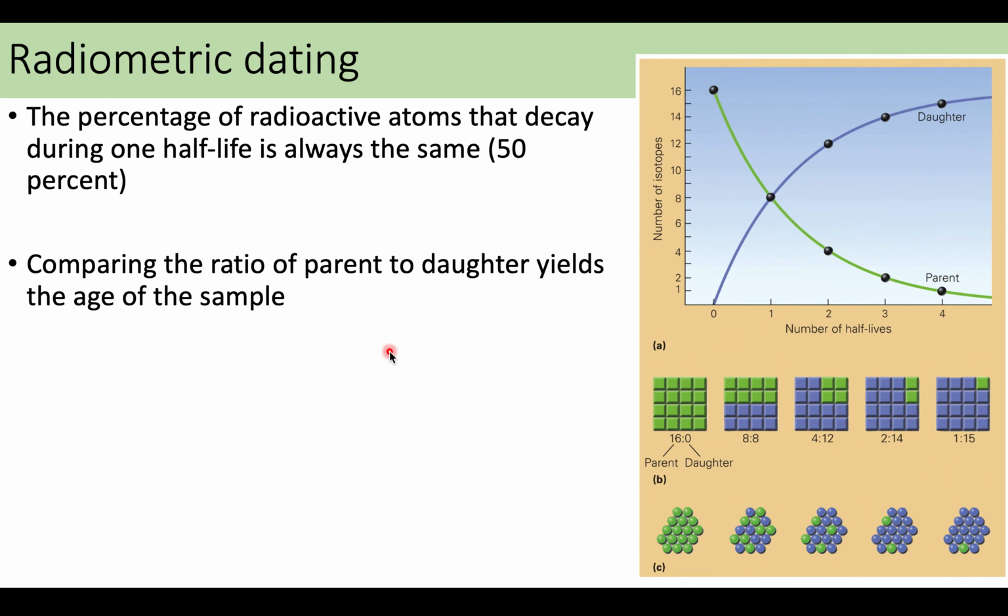So what we use to date different samples is to compare the ratio of the parent to daughter material. This is what's going to give us the age of the sample, because we can tell from the ratio here how many half-lives have passed. If we know the length of the half-life, we can then determine, okay, if 2 half-lives have passed, we just double the half-life. If half of a half-life has passed, we cut the half-life in half, and that is how old our sample is.